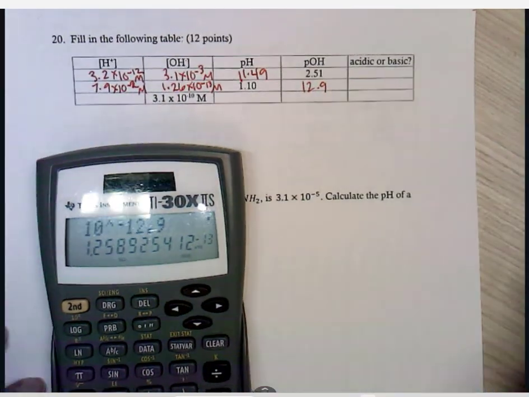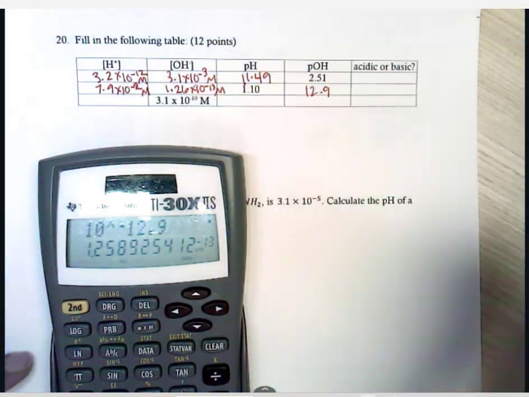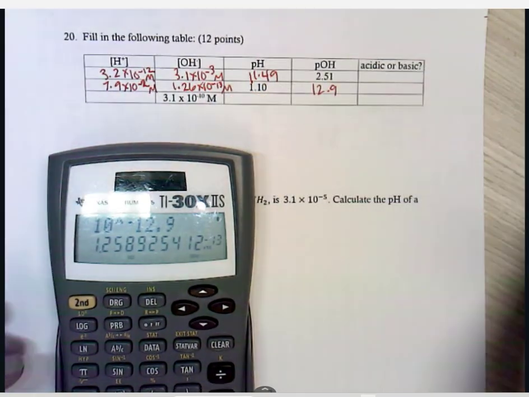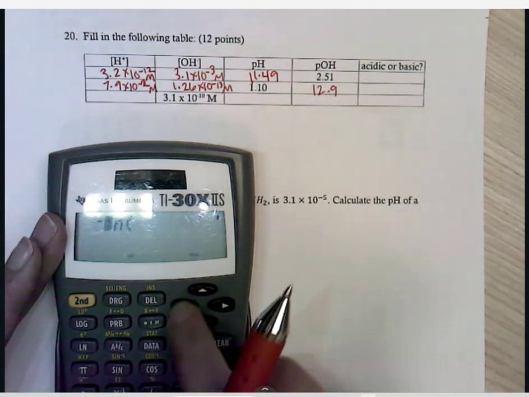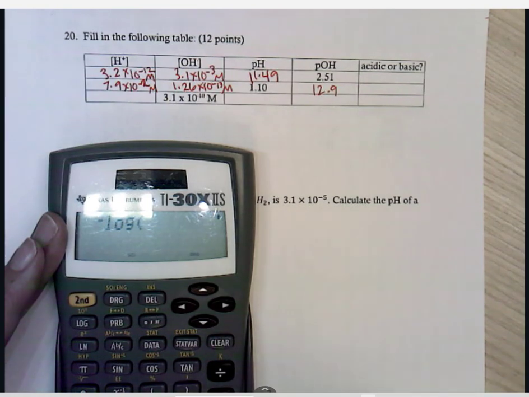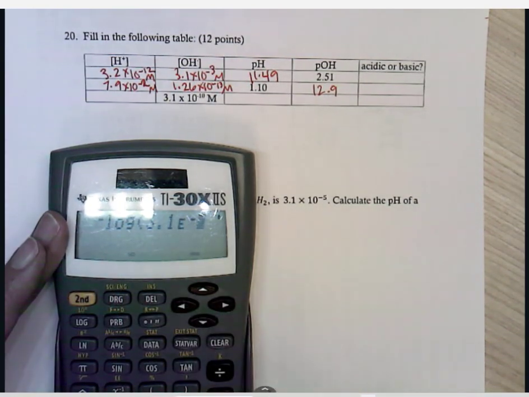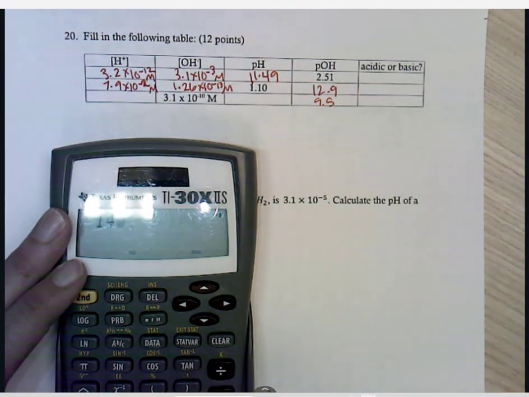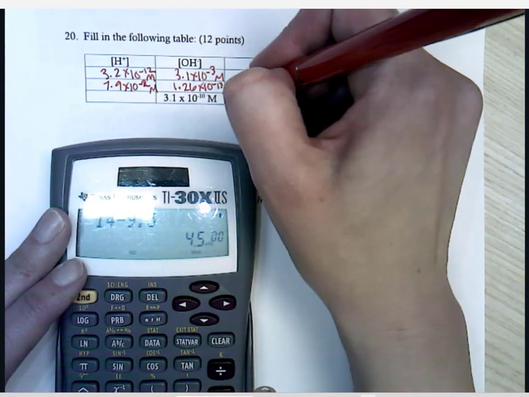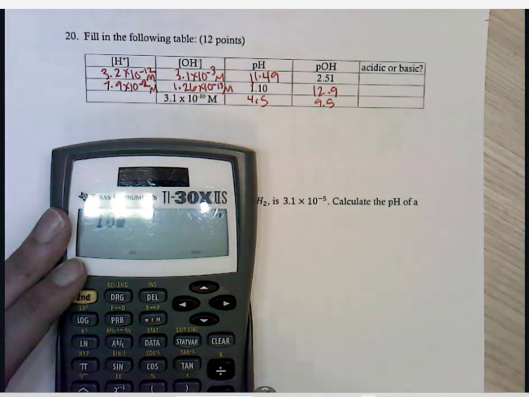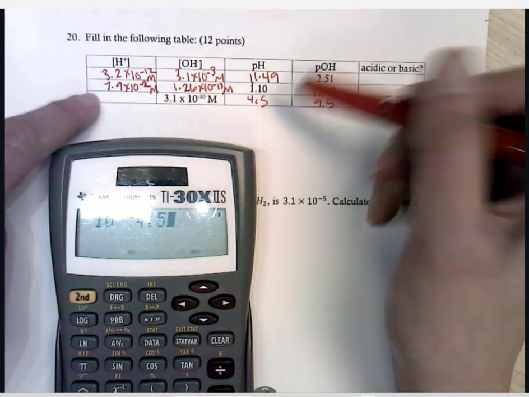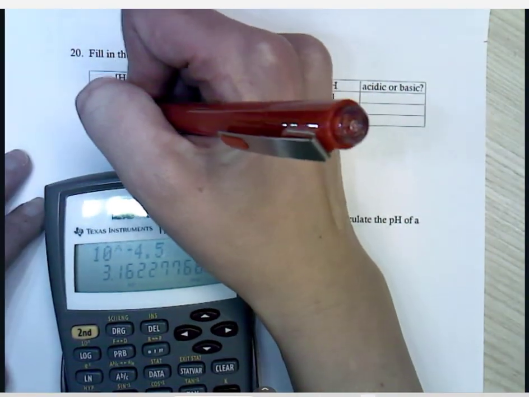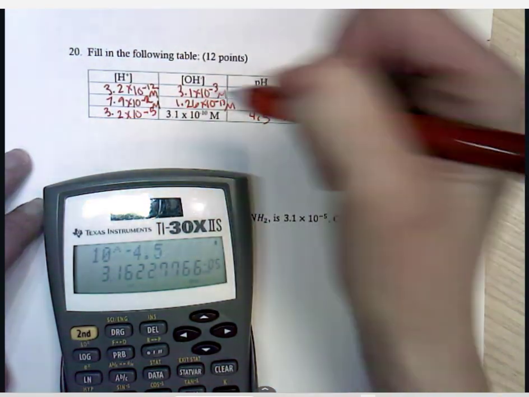Okay, then for this last one, I can do a couple of things. Maybe I'll just go this way. I'll do the pOH by doing minus the log of 3.1 times 10 to the minus 10th. And I got 9.5. 14 minus that is 4.5. And then 10 to the minus 4.5. I just have to make sure I line up my boxes. And I got 3.2 times 10 to the minus fifth.